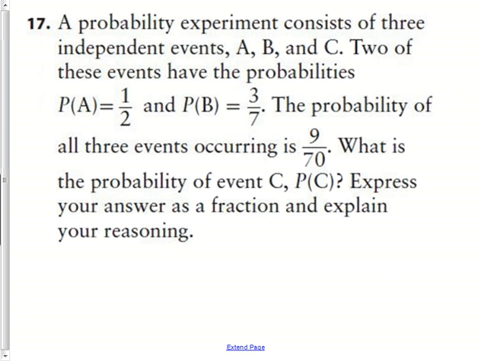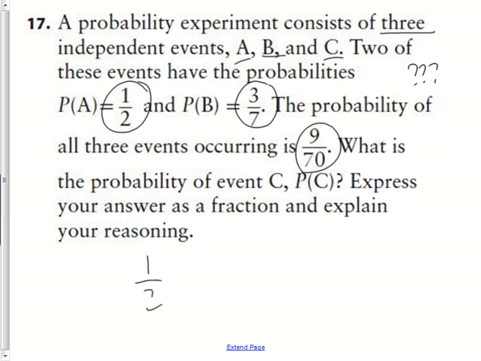So question 17 says, oh yes, the probability experiment consists of these 3 independent events. So there's an independent event A, which is right here, independent B, which is right here, and independent C, which we don't know. But we know the probability of all three occurring is this. So here's what we're going to do. We're going to set up like this. So event 1 is right here. Or we'll call it A, sorry. It's A. This is A.